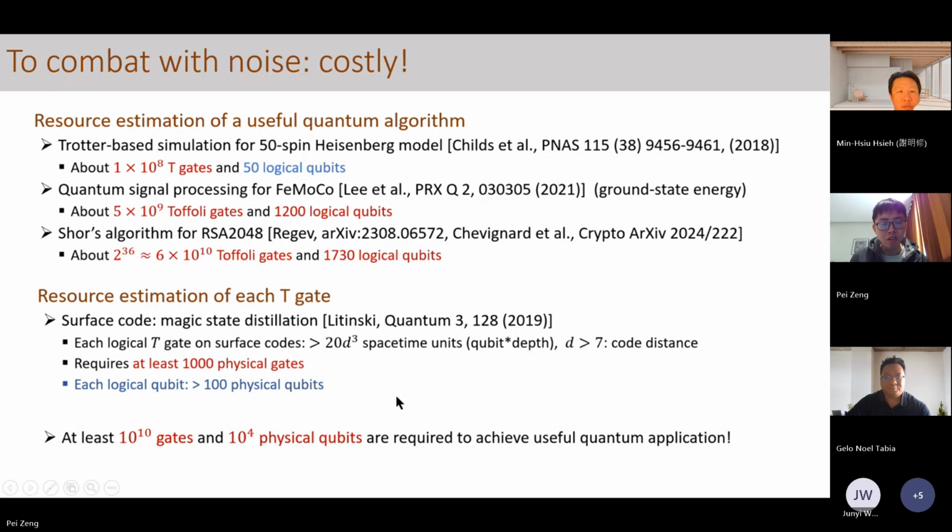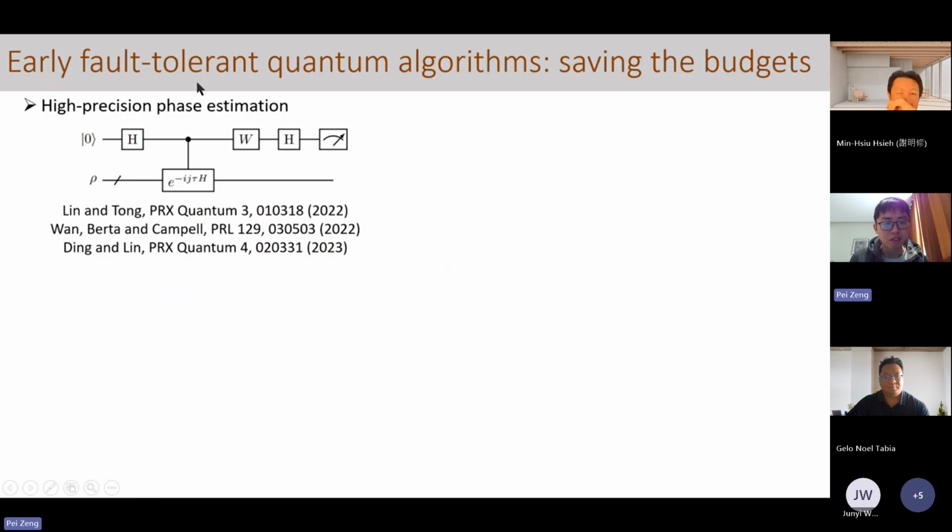So one of my research focuses formally is to reduce the cost of these quantum algorithms. Recently people have some designs of early fault-tolerant quantum algorithms.